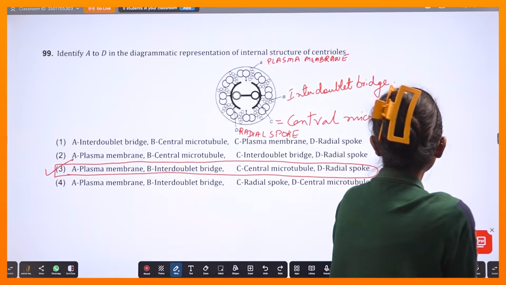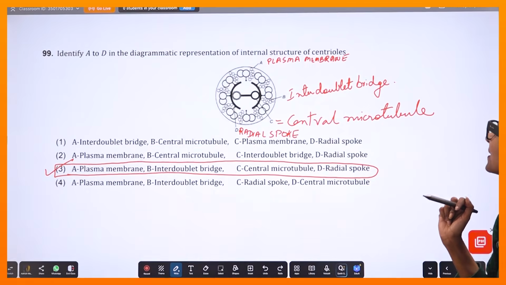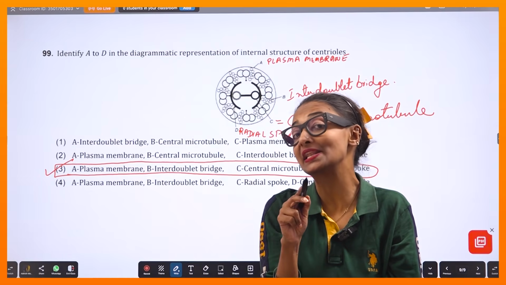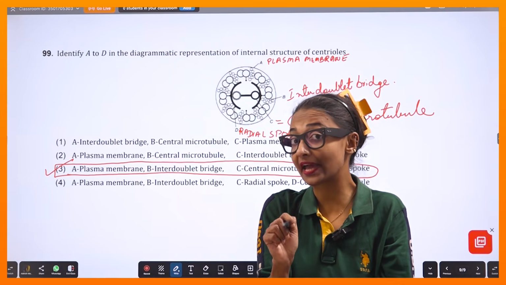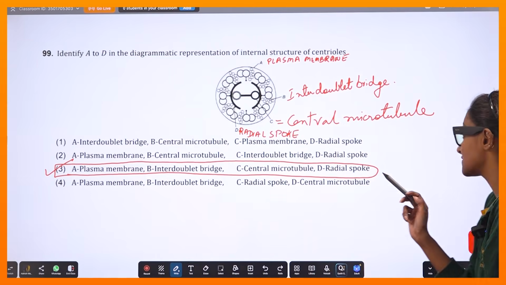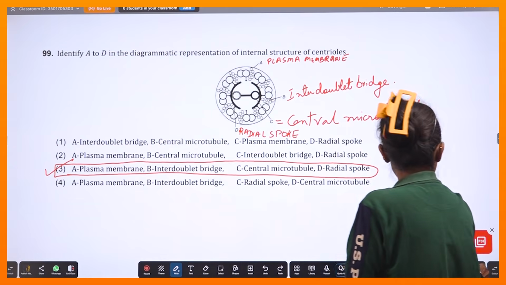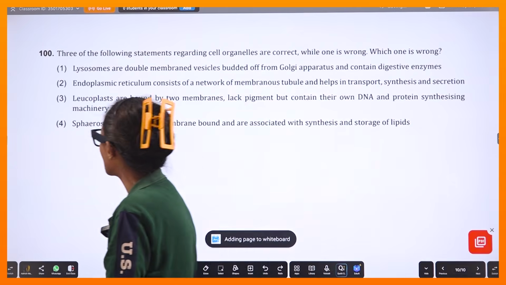Centrioles. Centrioles, correct? You know that animal cells will have centrioles. Be careful. Animal cells will have centrioles. Let's move on. All right.